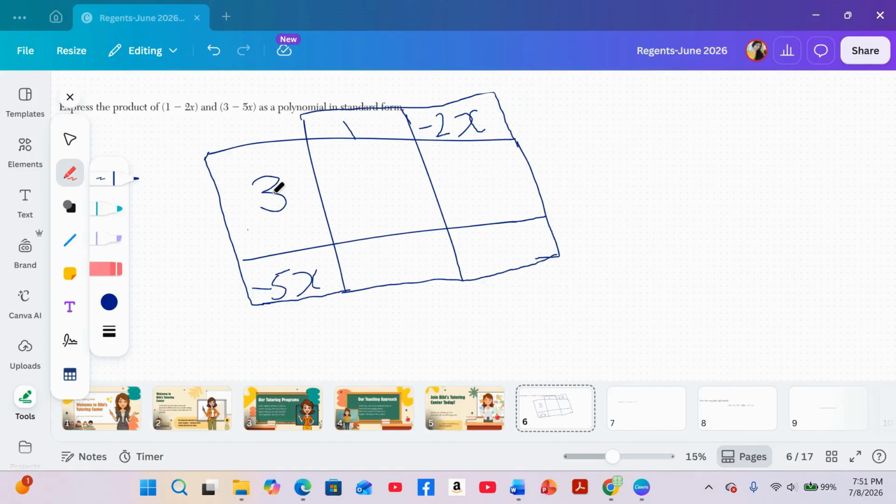Okay, so we have 1 minus 2x and 3 minus 5x. And we have to find the product and express it as a polynomial in standard form. So we begin to multiply. 3 times 1 is 3. 3 times minus 2x is minus 6x. Minus 5x times 1 is minus 5x. And then minus 5x times minus 2x is equal to a positive 10x squared.